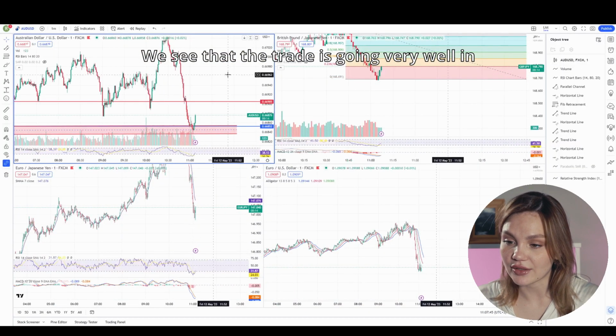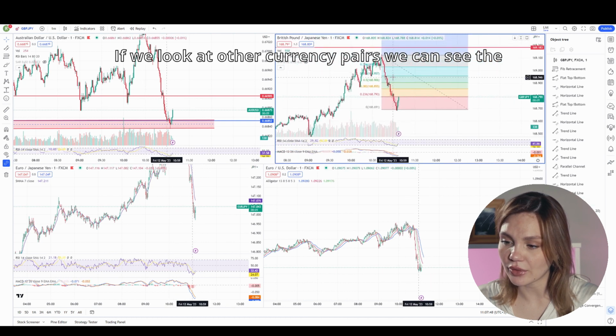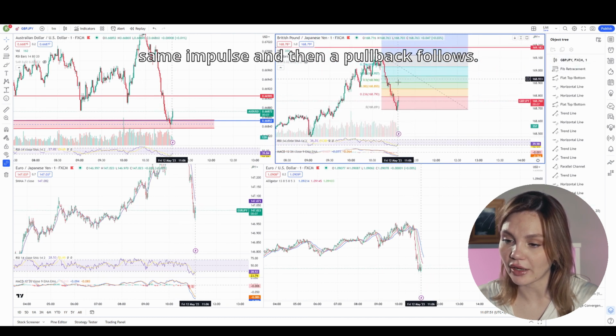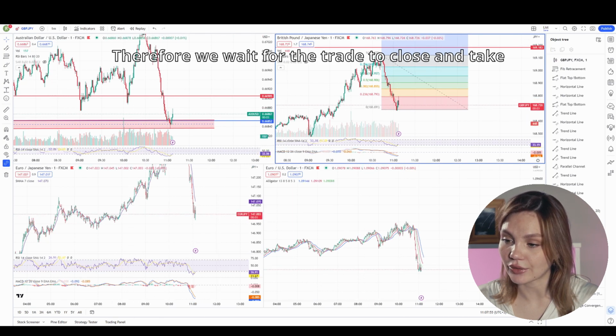We see that the trade is going very well in profit. If we look at other currency pairs, we can see the same impulse and then a pullback follows. Therefore, we wait for the trade to close and take our profit.